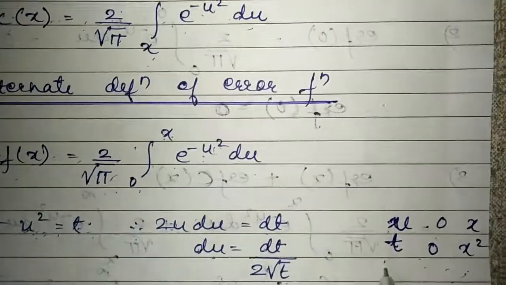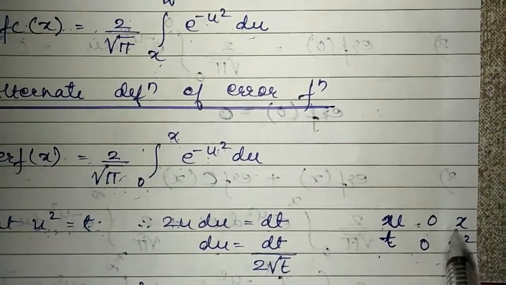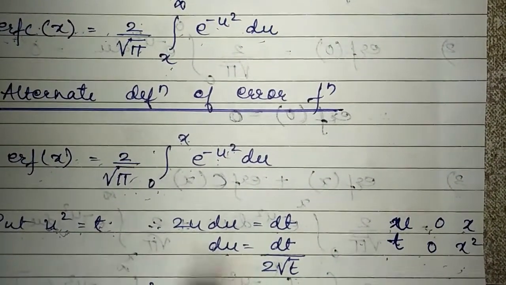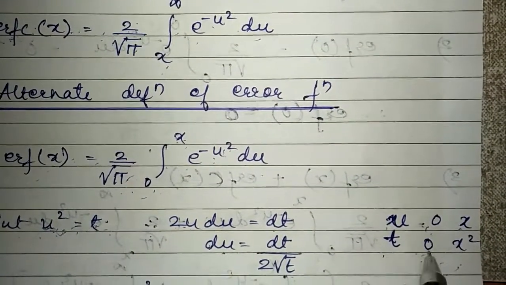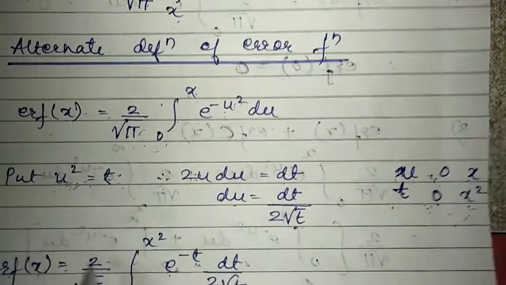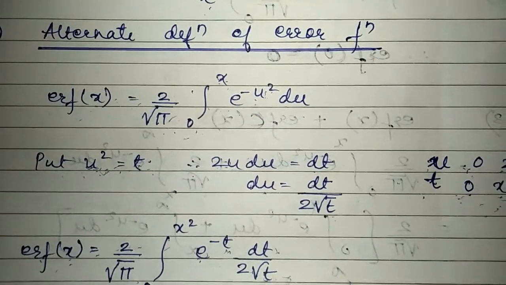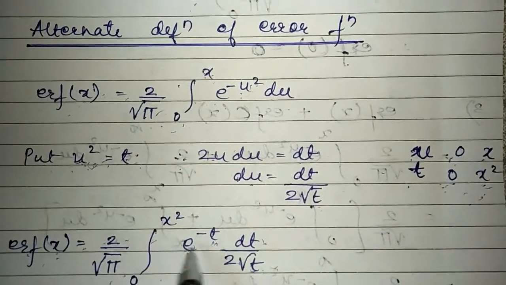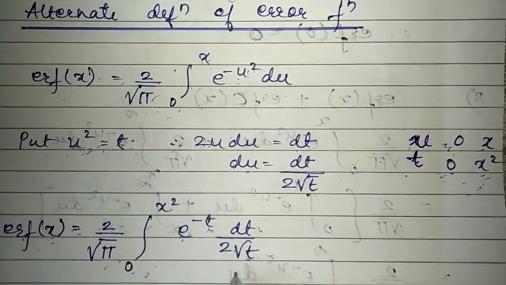And now we'll see the limits. For u the limits were 0 and x. Now for t, when u is 0, t will be 0, and when u is x, t will be x square. So now the limits are 0 to x square. So what we have is error function of x equal to 2 upon root pi integral 0 to x square e raised to minus t into dt upon 2 root t.